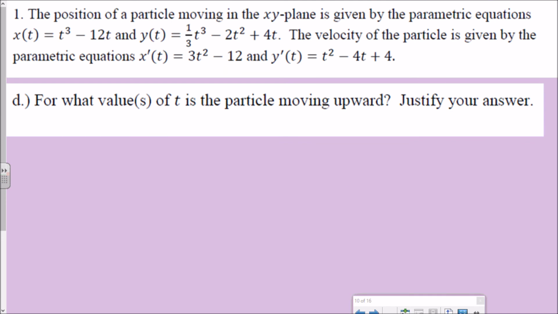Next one. For what values of t is the particle moving upward? If the particle is moving upward, we're talking about motion and it's positive. And not only is it positive, it's vertical. So what does that mean? That means I need y prime of t to be greater than 0, because I'm wanting my movement to be positive and vertical. So I need to solve this inequality: t squared minus 4t plus 4 is greater than 0.